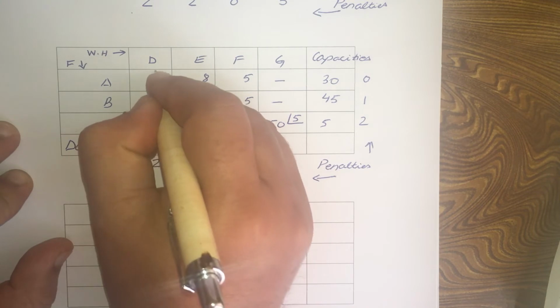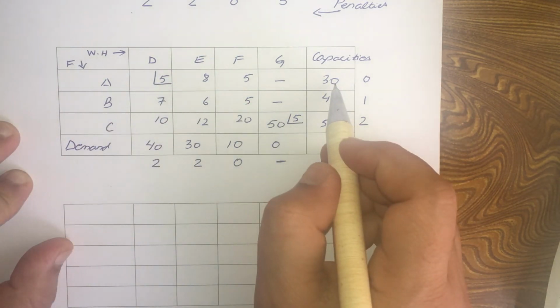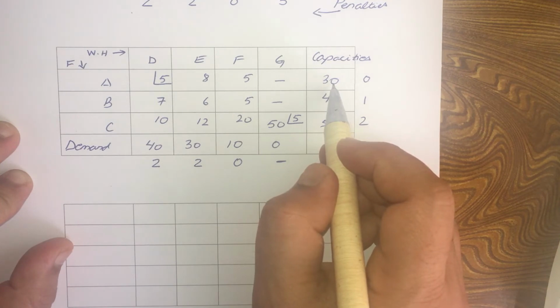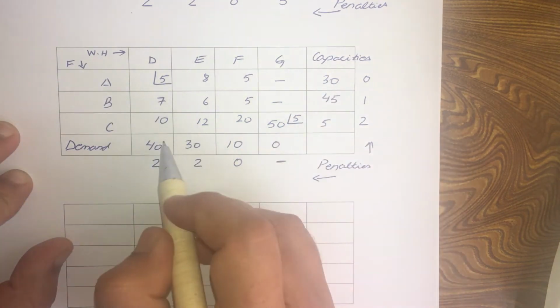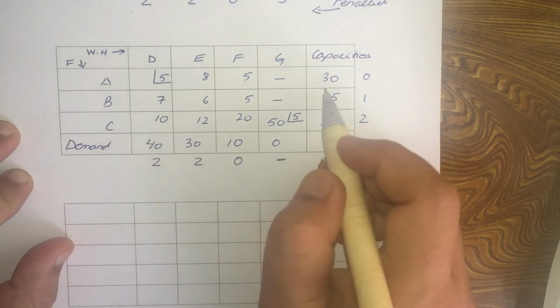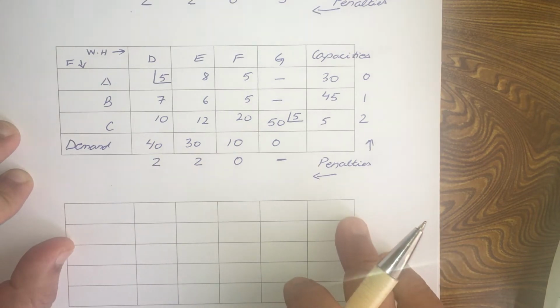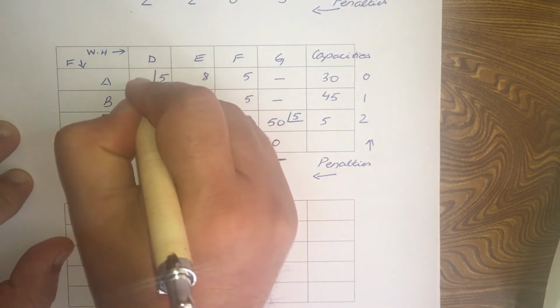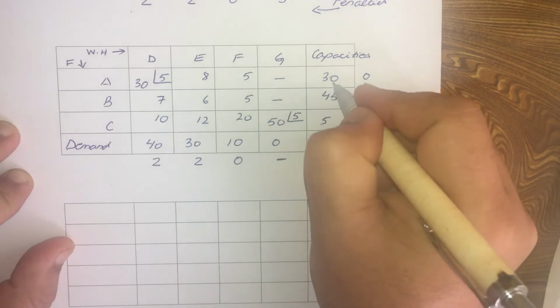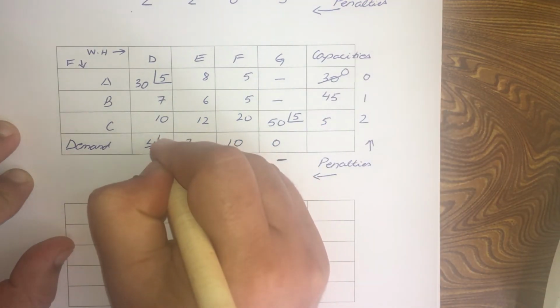Yes, it is 5. So allocate. From A, you allocate 40. How much can you allocate here? Now you have 30, but the demand is 40. So how much will you allocate? Yes, you'll allocate 30. Why? Because we have only 30, but the demand is 40.